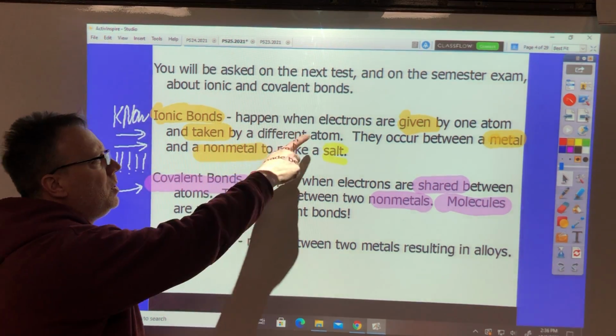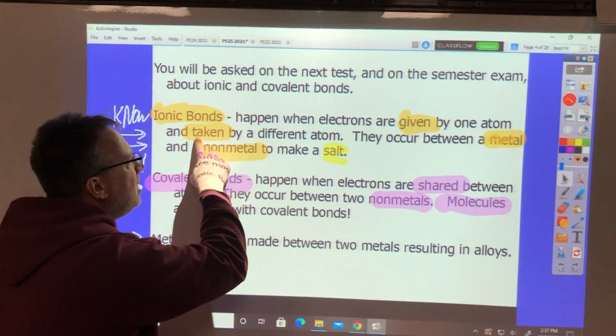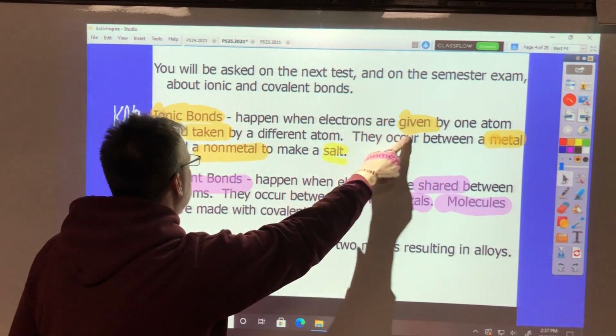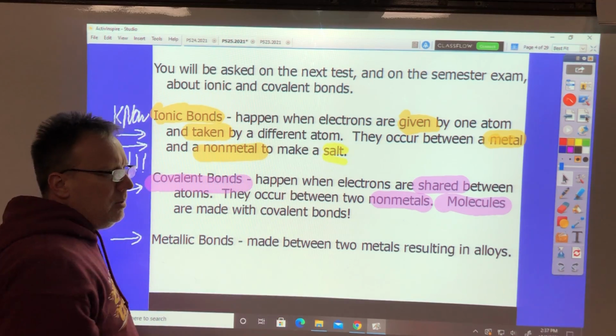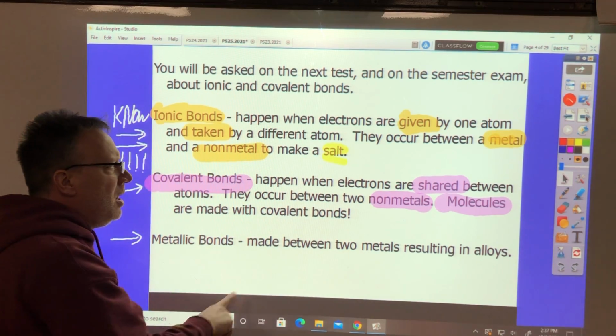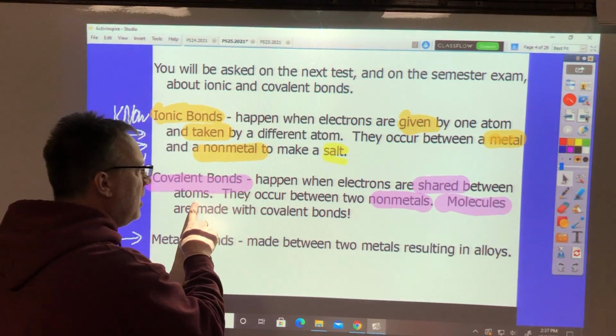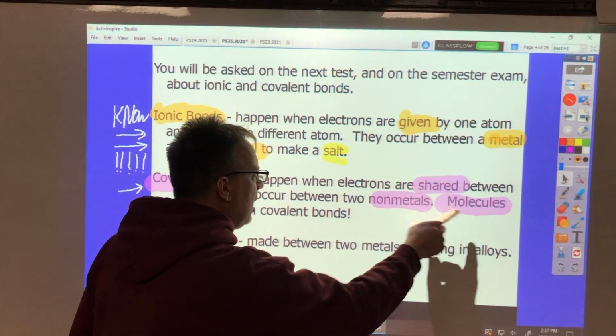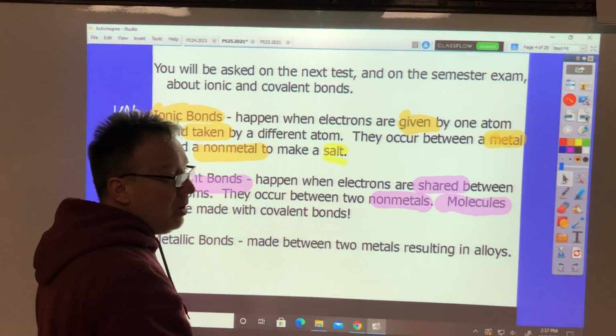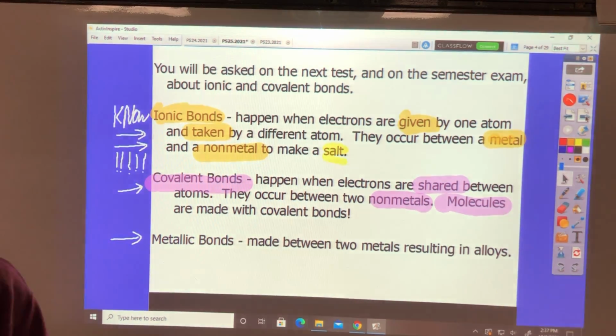Ionic bonds happen when electrons are given by one atom and taken by a different atom. They occur between a metal and a non-metal to make a salt. Covalent bonds happen when electrons are shared between atoms. They occur between two non-metals. Molecules are made with covalent bonds. That's your number 8.